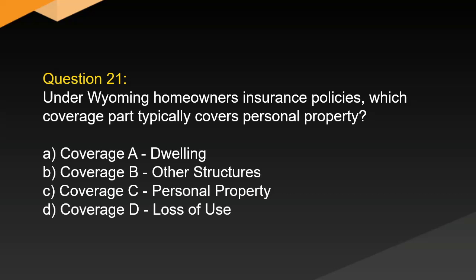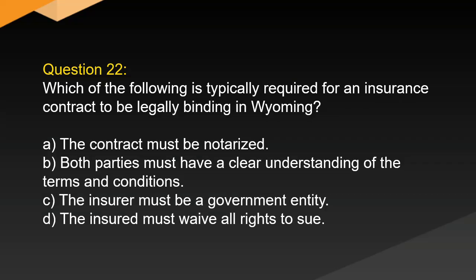Question 21. Under Wyoming homeowners insurance policies, which coverage part typically covers personal property? A. Coverage A, Dwelling. B. Coverage B, Other structures. C. Coverage C, Personal property. D. Coverage D, Loss of use.